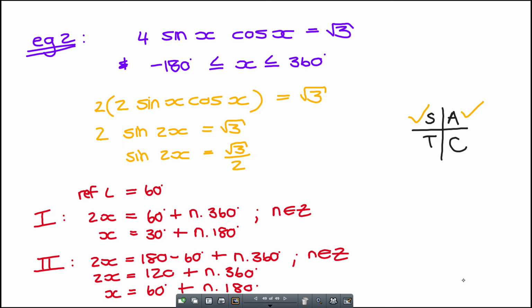If I take the very first one, can I write it here on the side, or must I go to the next page? Is it okay if I write it here on the side? Okay. Let's start with minus 2. Then I would have 30 plus minus 2 times 180. And that gives me minus 330. So this one is outside my restriction.